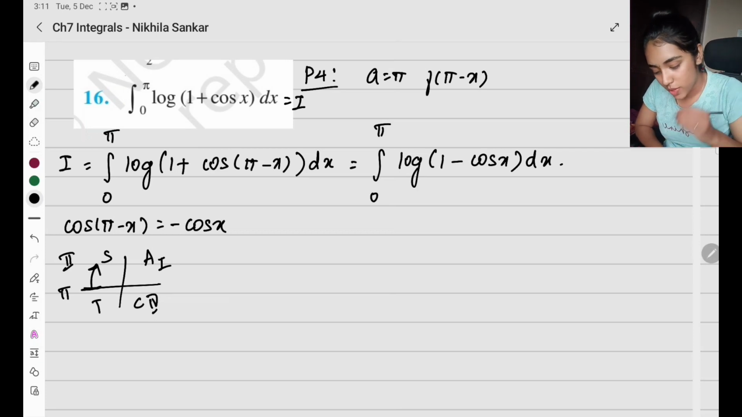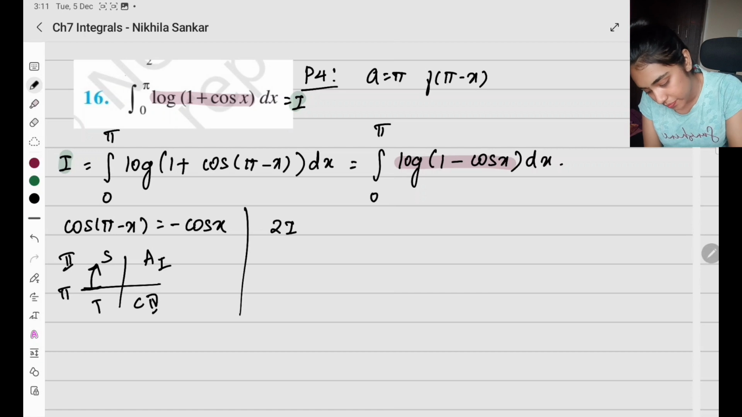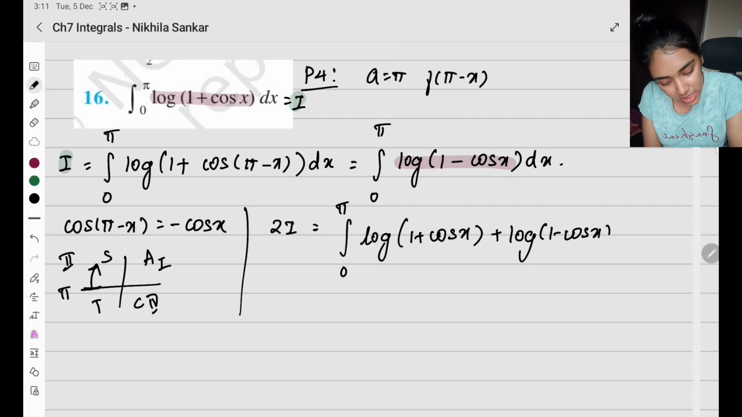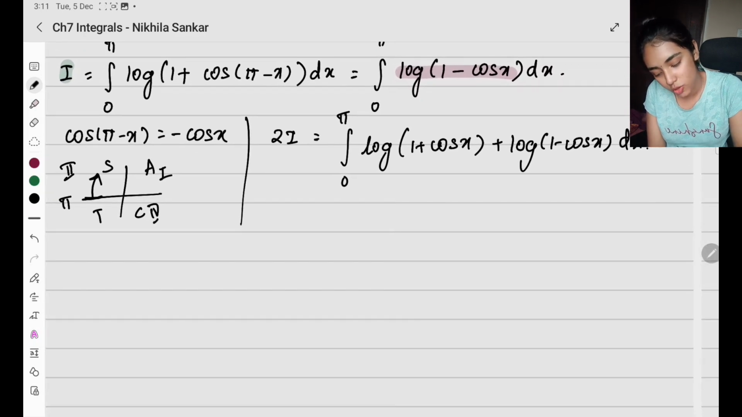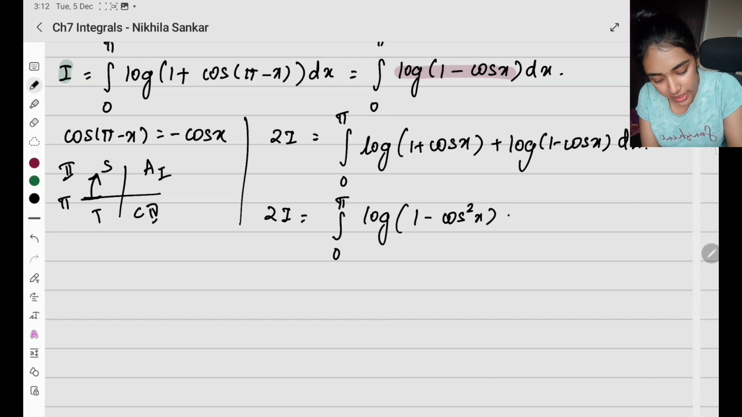Now I'm going to add the two. So I can add I plus I equals the LHS. So what do I get? I have 2I equals integral 0 to pi log of 1 plus cos x plus log of 1 minus cos x times dx. So there is the log a plus log b formula, so I can write it as log of ab. So log of 1 plus cos x into 1 minus cos x is 1 minus cos square x times dx.